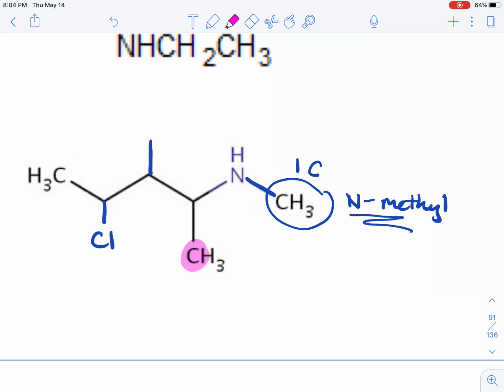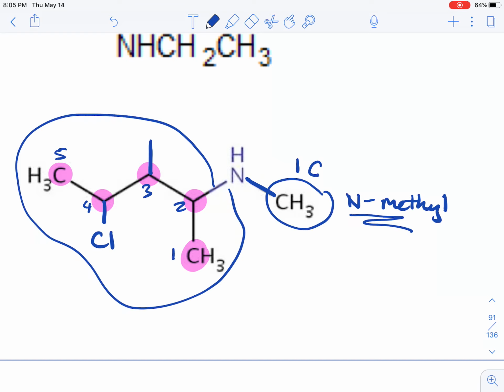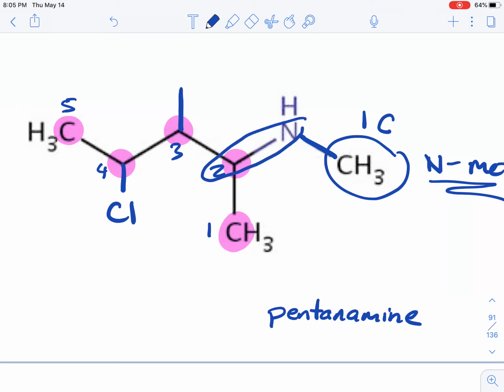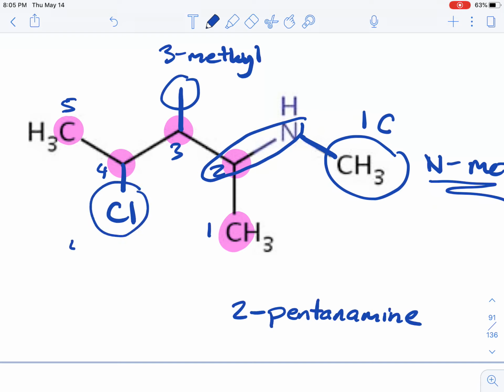And so since we didn't really change the parent chain, so to speak, we know the numbering system already, so this is 1, 2, 3, 4, 5. And so if we wanted to name this parent chain with all of the substituents, since it's a 5-carbon compound, we're going to go ahead and put in pentane, and then erase the E, put the amine. So we have pentanamine. And the nitrogen is covalently bonded on the second carbon. So we're going to put 2 in front of it. So it's 2-pentanamine. Now, if you guys look here, I have a methyl on the third carbon. So that's 3-methyl. And I have a chlorine on the fourth carbon. So that's 4-chloro.